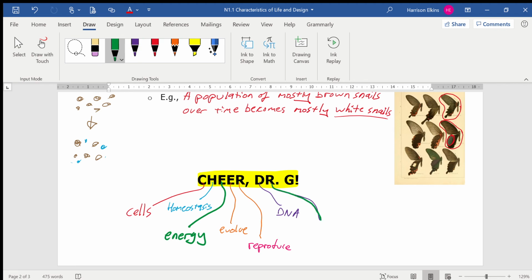Okay, R. What's another R word? Respond. They respond to their outside environment. Then we have G. What could G stand for? Well, which one do we not have yet? Grow. All living things grow. So, if I ask you, what makes something alive? You can say, well, anything that has cells, they keep homeostasis, they use energy, they change over time, they reproduce to create more of themselves, they have DNA inside of them, they respond to their environment, and they grow. That makes up a living thing, and that's your way to remember that.